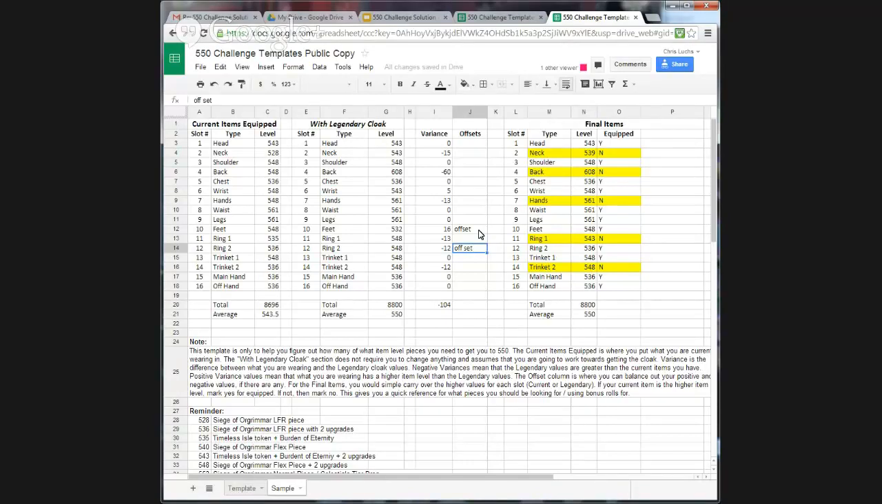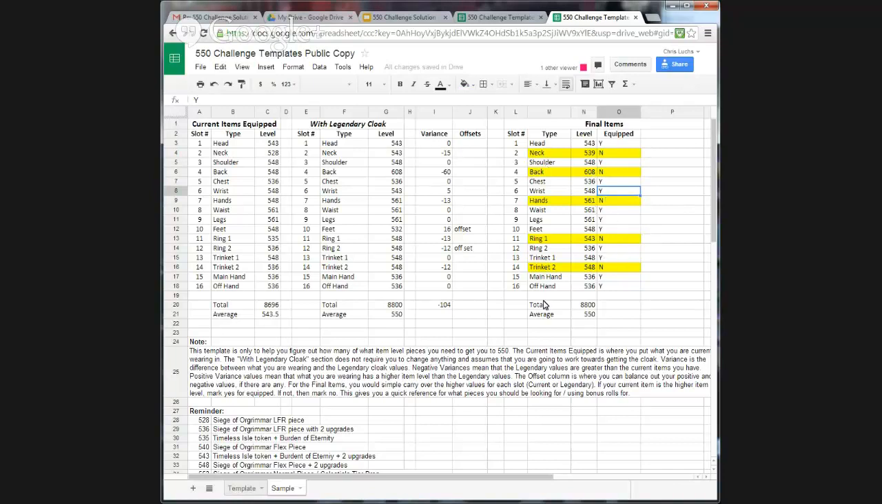And so then basically all I did is I went through, and anywhere there was a zero in variance or a positive number, I carried over the value from the currently equipped and said, yes, they are currently equipped. And anywhere where there was a negative that wasn't offset, then I went ahead and I put that in yellow here and said, no, it's not equipped. So it's a very quick way to go through and use that model.